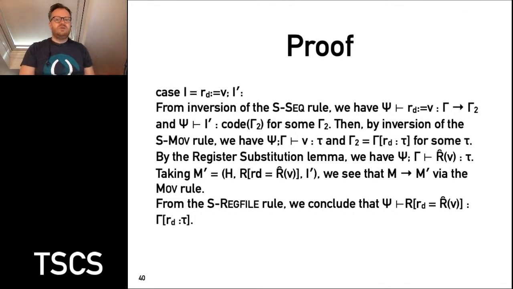And if you use the register substitution lemma, you come to this tau again, and then you take this new machine M prime that you construct by using the new register set and the I prime, and you can just use the MOV evaluation rule, and you come to this conclusion. So it's just mechanics, as you can see. And then you can take the register file rule, and then you conclude that this new typing is this gamma typing by construction.